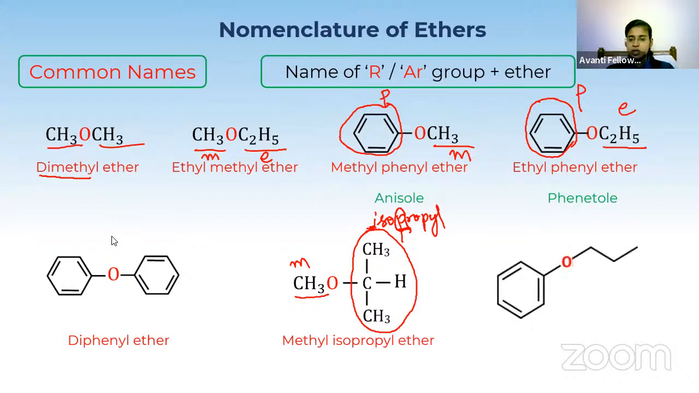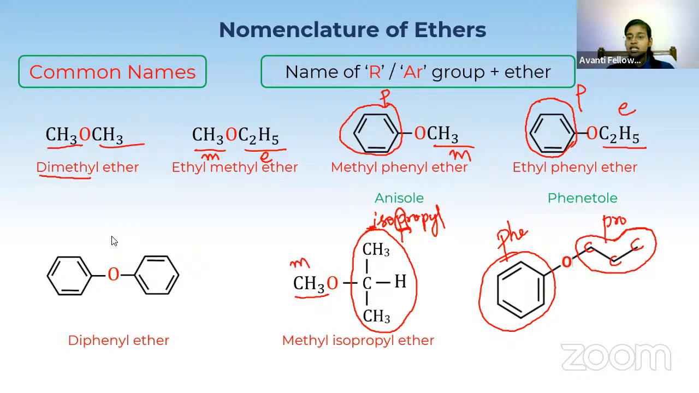Okay. So coming to the next compound, here we have the phenyl group. This is phenyl. And here we have one group where we have three carbons. The three carbons are arranged in a straight chain manner, so it is called propyl. So PH comes first, then only PR. So it is called phenyl propyl ether. Phenyl propyl ether.